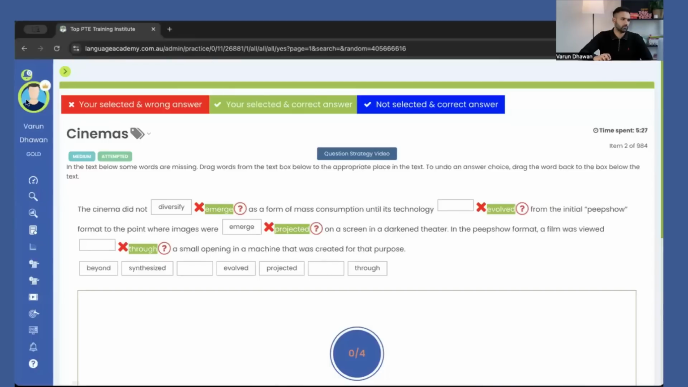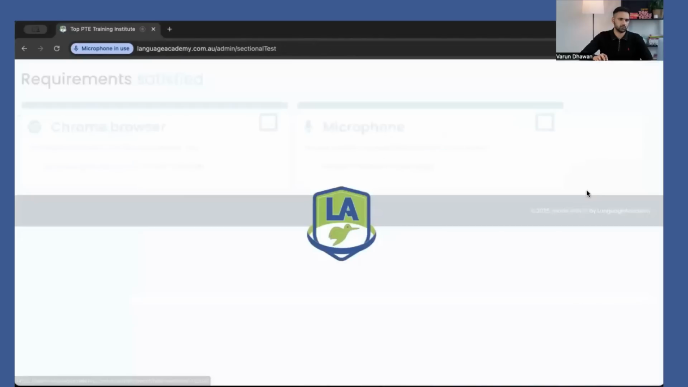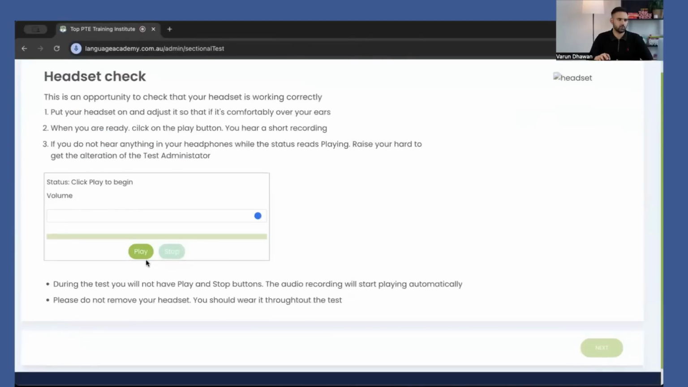So what you have to do is practice for 2 days, and after 2 days, make sure you take this extensive mock test quiz. It is very important that you take this mock test because this is where you get to know where you actually stand. So let's say you go to reading extensive mock test. In here, you will actually get to know what you're doing right, what you're doing wrong, and what are the things you really need to take care of.